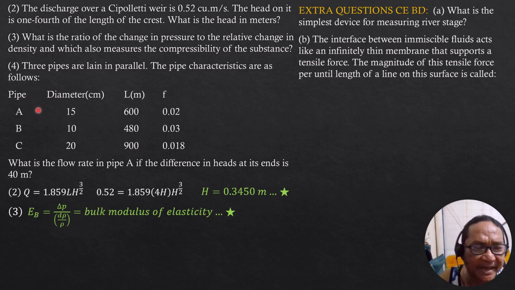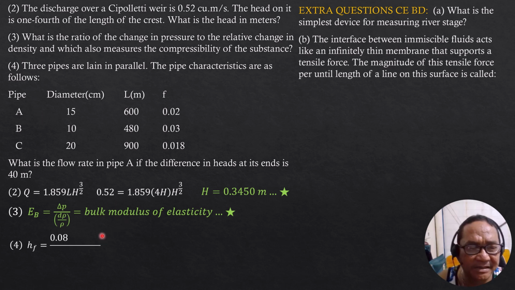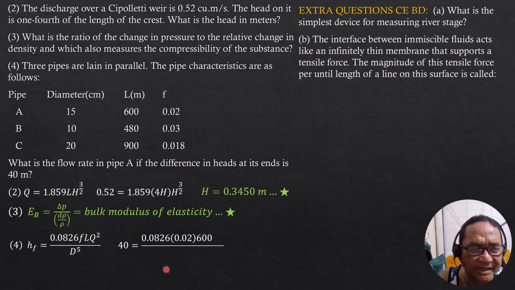So for pipe A in particular, head loss equals 0.0826 f L Q squared over diameter to the fifth by the Darcy-Weisbach formula. So 40 equals 0.0826 times 0.02 times 600 times QA squared over 0.15 to the fifth. Solving for QA equals 0.05536 cubic meter per second.